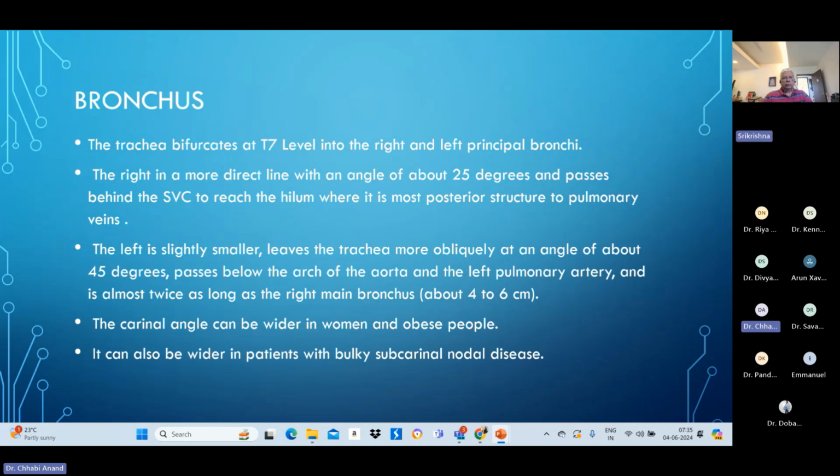The left is slightly smaller, leaves the trachea more obliquely at an angle of about 45 degrees, passes below the arch of aorta and the left pulmonary artery, and is almost twice as long as the right main bronchus, about 4 to 6 centimeters. The carinal angle can be wider in women and obese people, and it can also be wider in patients with bulky subcarinal nodal disease.